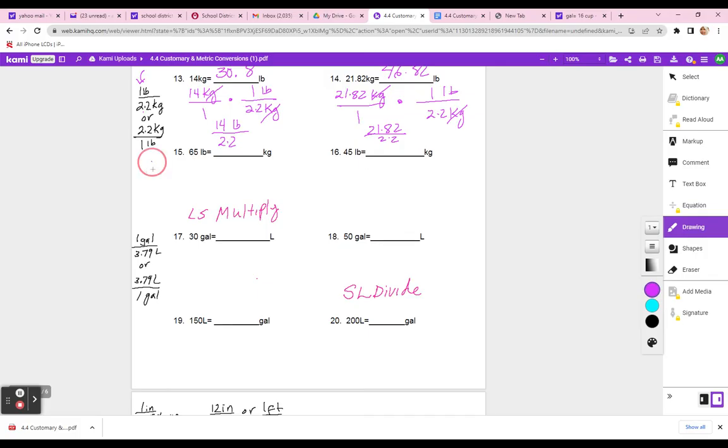All right, so 65 pounds over 1. We want pounds to divide out, so we're going to need pounds on the bottom. 1 pound is 2.2 kilograms. So the pounds will divide out. We'll have to take 65 times 2.2 to get 29.41. 29.41 kilograms.